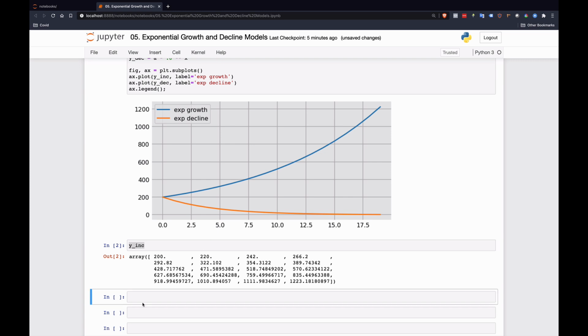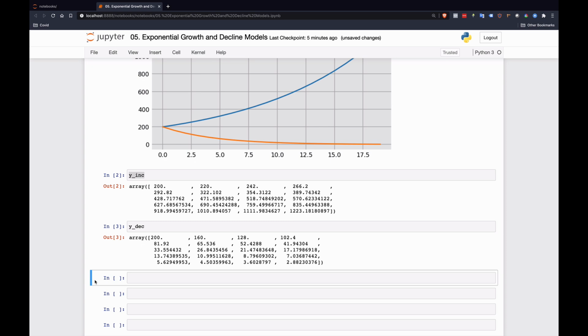And then we can also look at the decline, and we can see the same thing here. We're going down 20% each day, and it will pretty quickly go to 0.